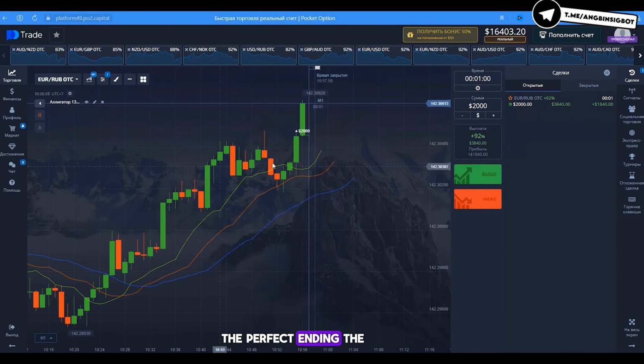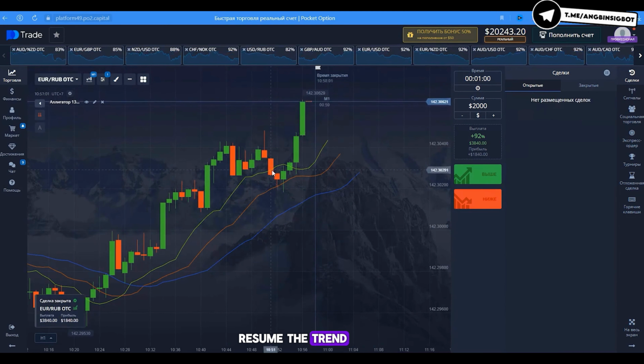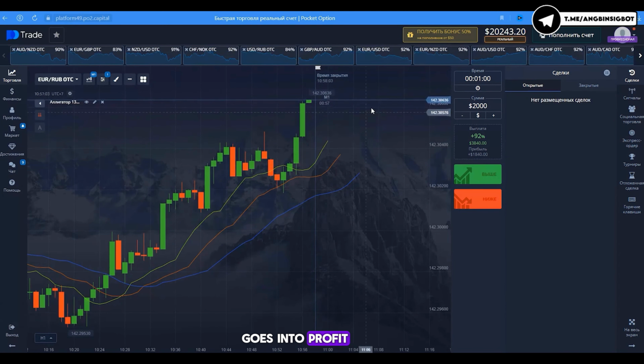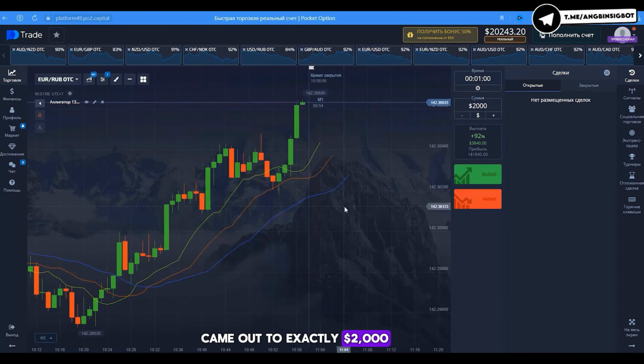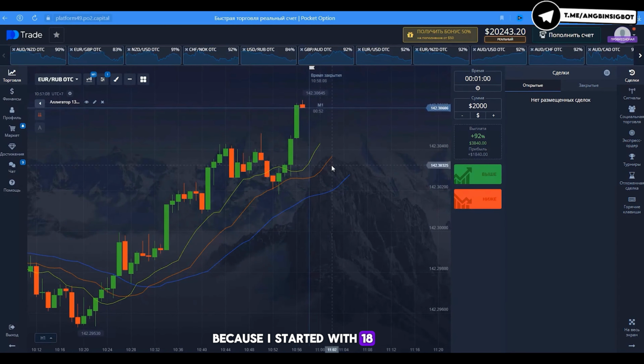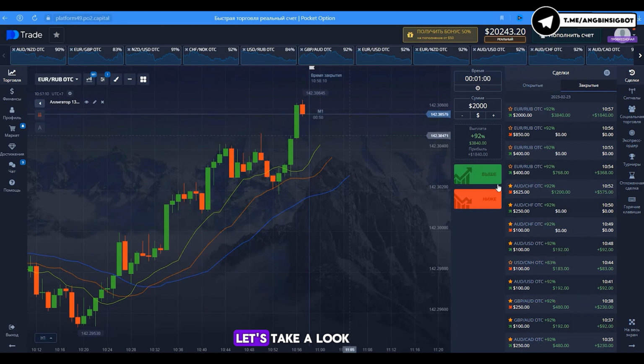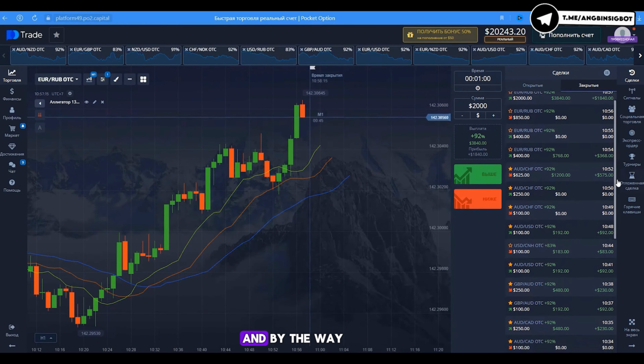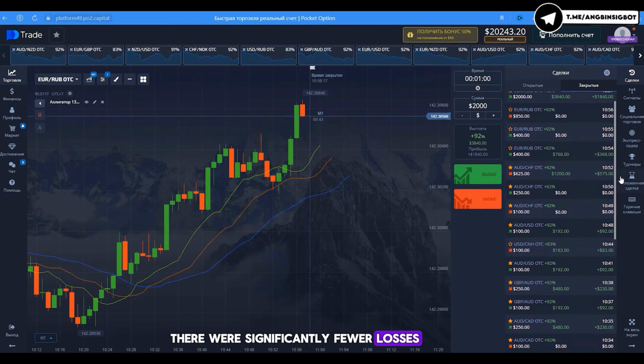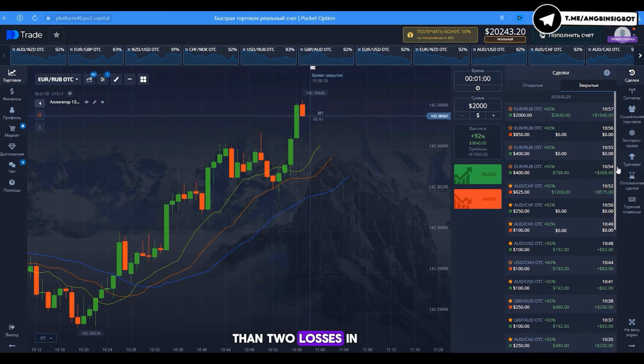The perfect ending. The price on the impulse resumed the trend, and the catch confidently goes into profit. I believe the balance came out to exactly $2,000 because I started with $1,800. Now let's take a look at the trades and see what the results are. There were many trades, more than 10, and by the way, there were significantly fewer losses. As you can see, there were no more than 2 losses in a row.